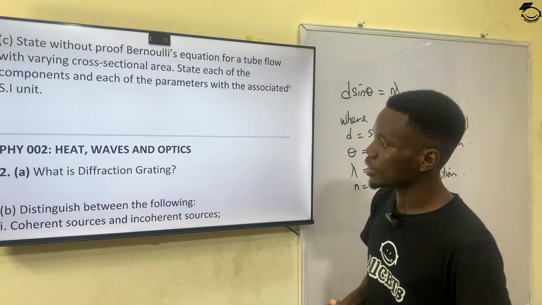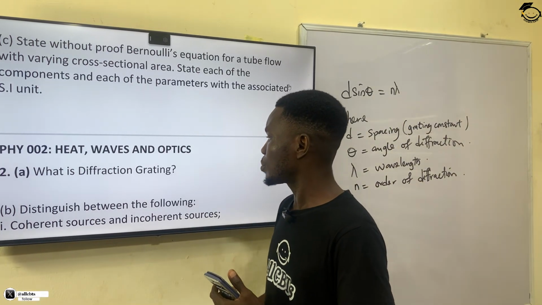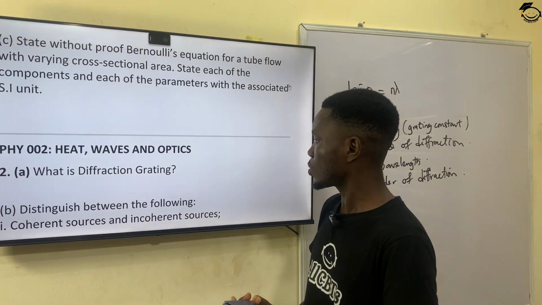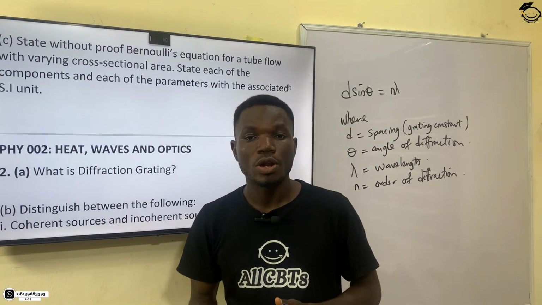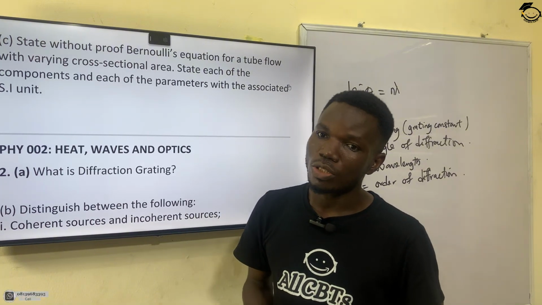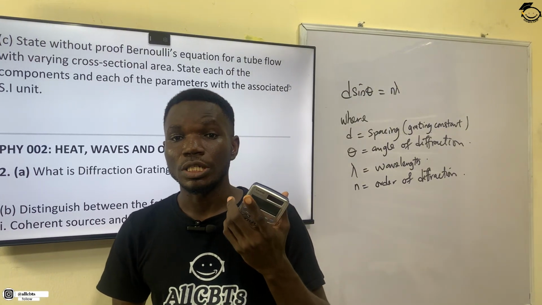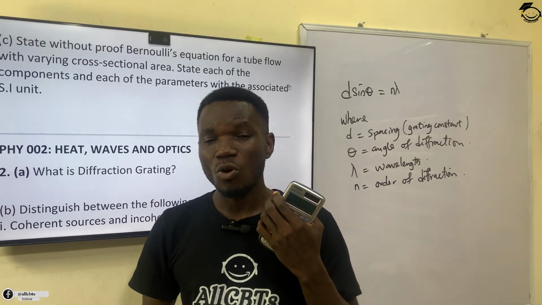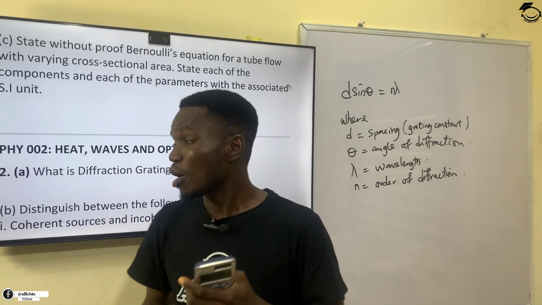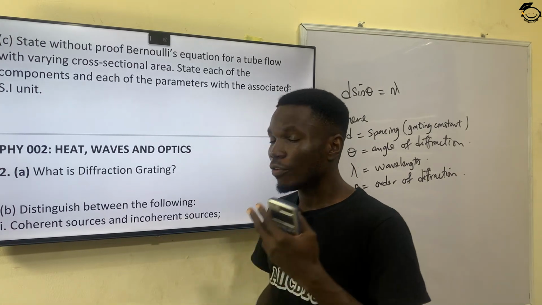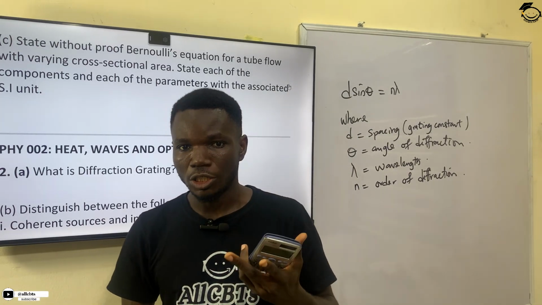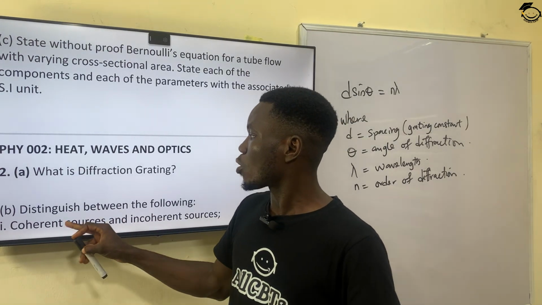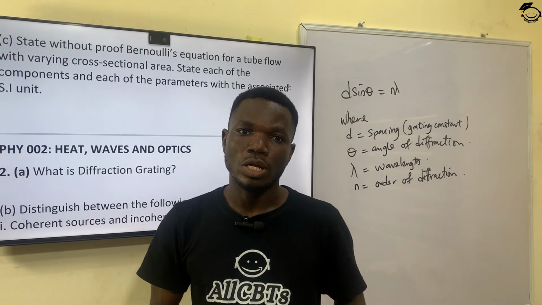So the next question says differentiate between the following: coherent sources and incoherent sources. Now for coherent sources, the frequency is constant. The frequency does not change. But for incoherent sources, the frequency may change. So that is one of the differences between coherent sources and incoherent sources.